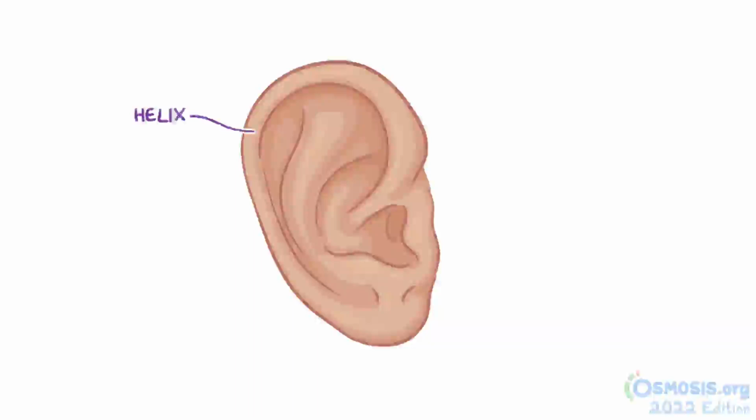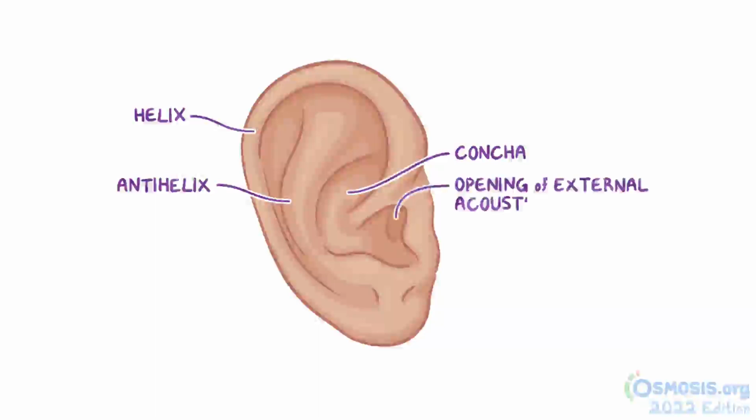The elevated outer rim of the auricle is the helix. The smaller elevated rim parallel to the helix is called the antihelix. The depression in the middle of the auricle is called the concha. Right next to the concha, there's the opening of the external acoustic meatus. Inferior to the concha, there's the lobule of the auricle. And finally, anterior to the opening, there's an elevation called the tragus.